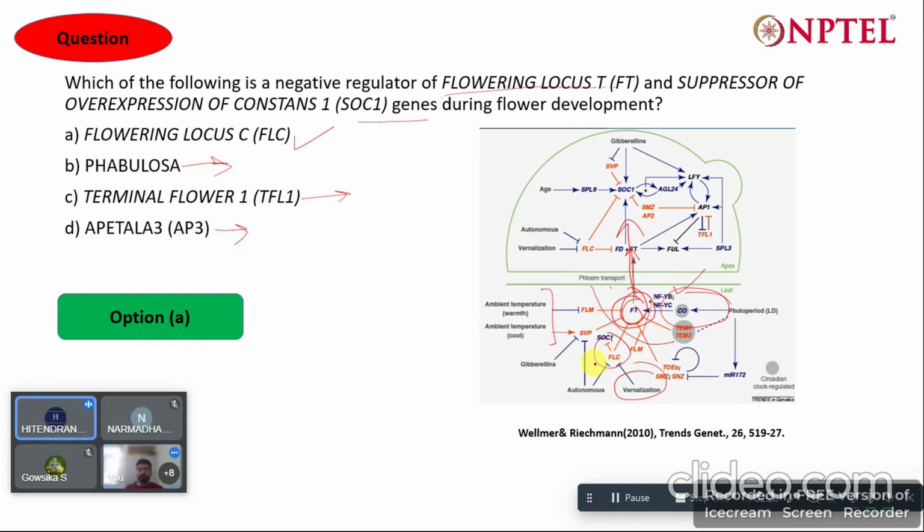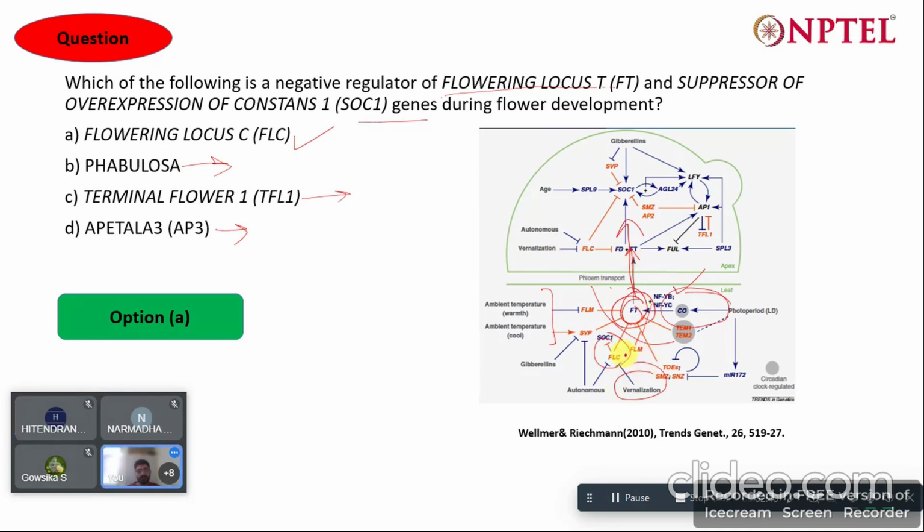Yes, sir, it's clear, sir. And one more thing, sir. Here, vernalization is inhibiting FLC. Then how can it inhibit FT? Here vernalization is deactivating FLC, so how will FLC be active to suppress FT?